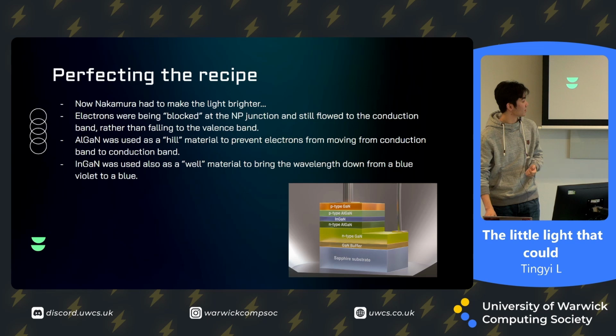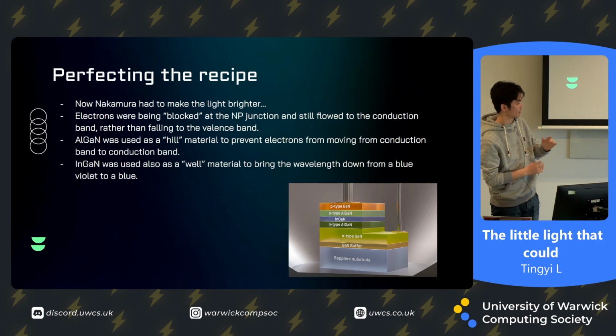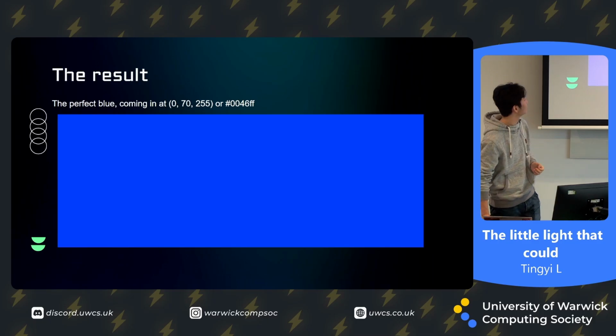And now that's our structure. It's a lot more complex than your average LED, where you just have an NP junction. But essentially, you have the hill material, aluminium gallium nitride, and indium gallium nitride sandwiched in the middle to make a nice well. The result was that, surprisingly.